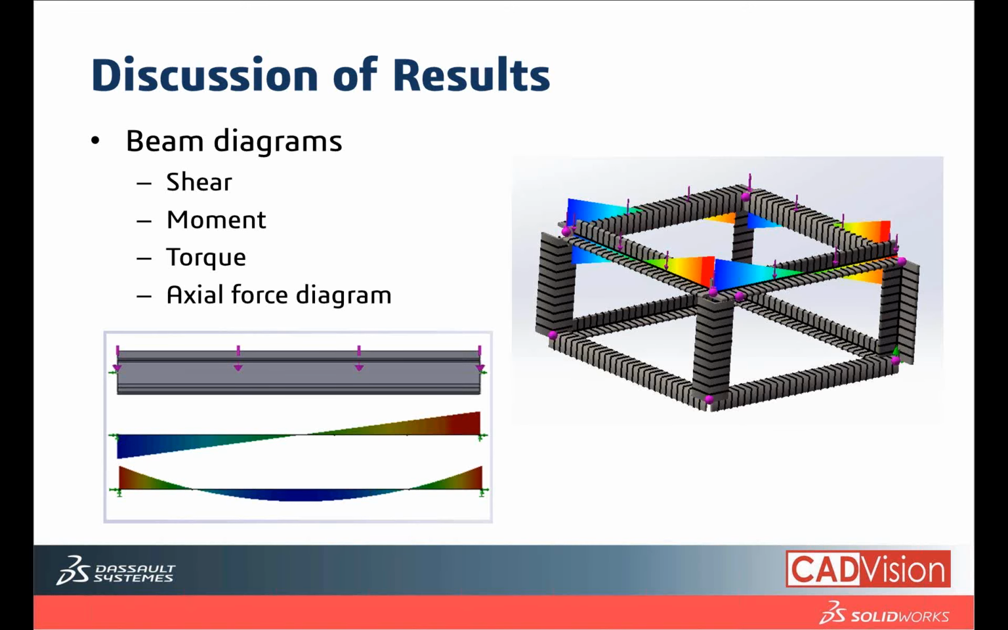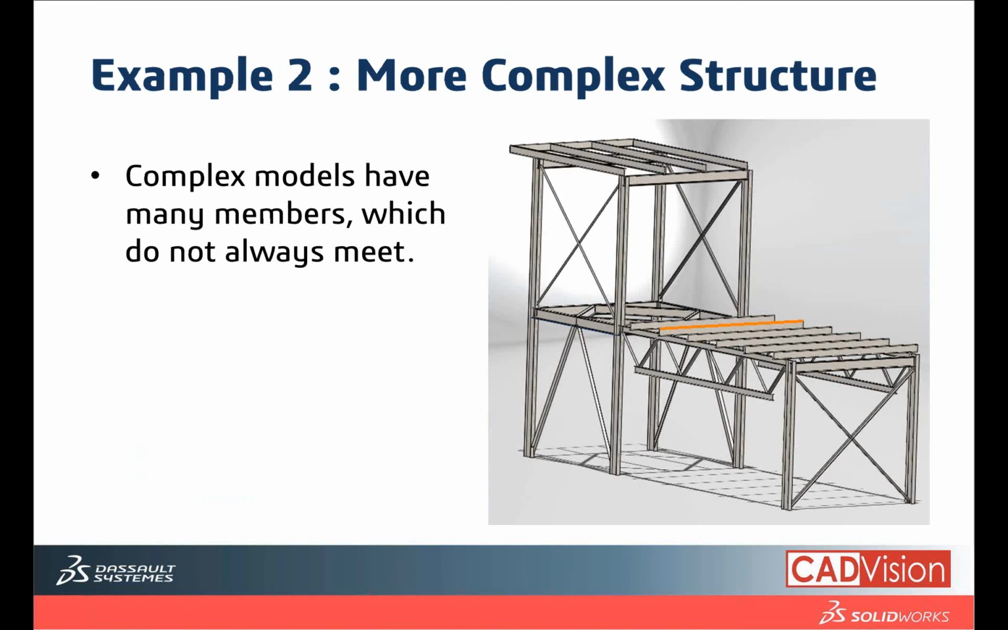So we have done the first example. Let us go to the second example, which is a more complex structure compared to the first one. In this structure, we have many more members, and some of the members do not meet together. For example, these two members do not actually meet the bottom structures. So how are the noded joints joined together? They consider the center line, the shear axis, or the center axis of the beam. Since these two center axes do not coincide, we might have some problem.